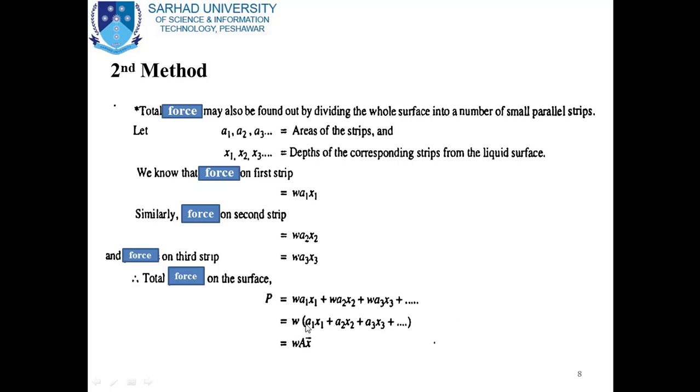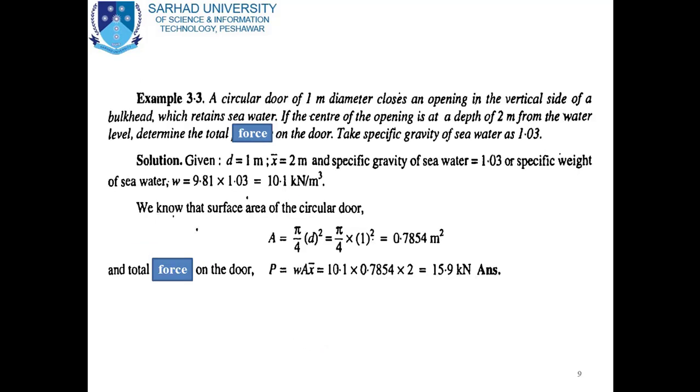Now here omega is common, so take out omega outside and we get A1 x1 plus A2 x2 plus A3 x3 plus so on. Now A1, A2, A3 and all the areas of the strips add up to the total area, which is equal to A, and the x1, x2, x3 combine to x bar, which is the depth of the center of gravity of the surface. So again the total force P is equal to omega A x bar, which is the same as in the above case. So this way we can find the total force on a vertically immersed surface using this equation. Now we will solve an example for when the body is immersed vertically.